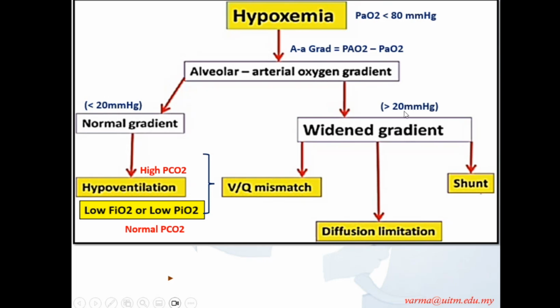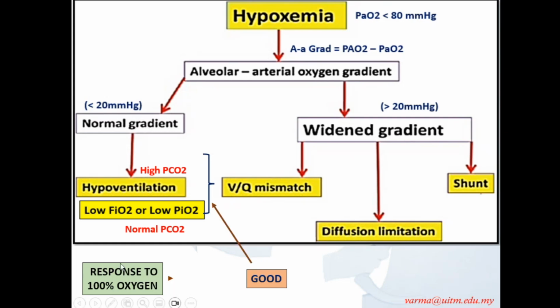But for a widened gradient, how do we know which one is which? We do the 100% oxygen challenge. In a widened AA gradient, it will respond very well in VQ mismatch, and it will respond very well in diffusion limitation. Whereas in a patient with shunt, it won't respond much. There won't be much reduction in the AA gradient. So shunt will cause less response to 100% oxygen in a patient with hypoxemia if shunt is the cause.